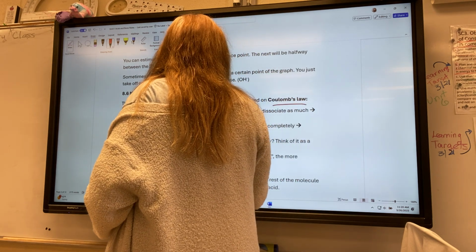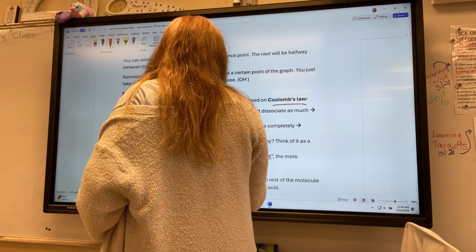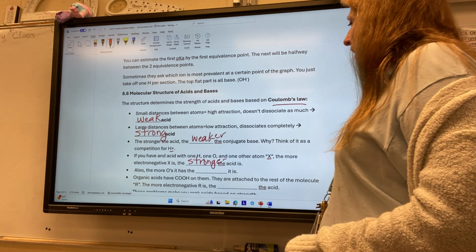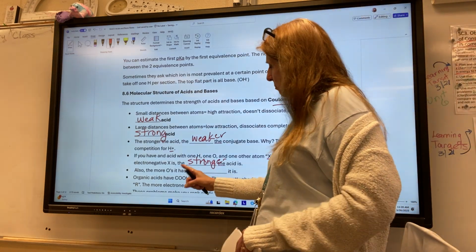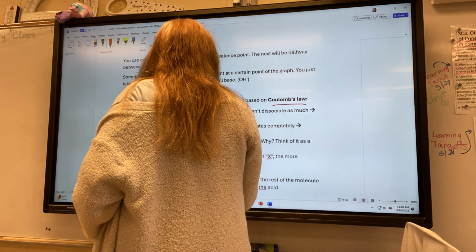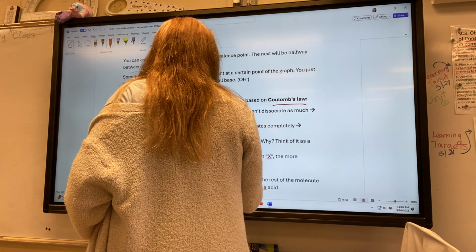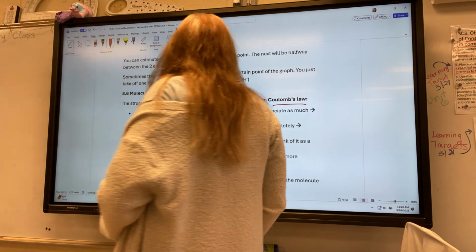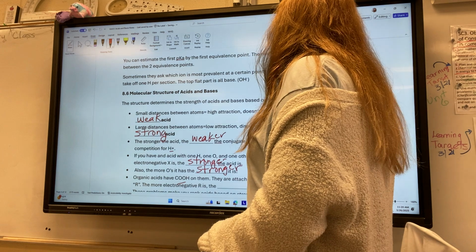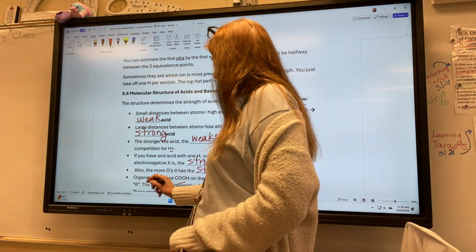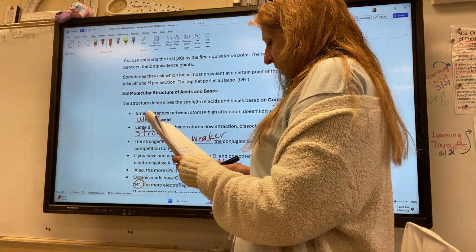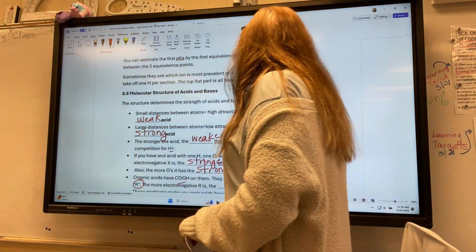So there is a connection between electronegativity and strength. Also, if you have a chemical that has more O's in it, more oxygens, it is going to be the stronger one. For organic acids, remember they say COOH, they are attached to the rest of the molecule that is designated the letter R. The more electronegative R is, the stronger the acid is.